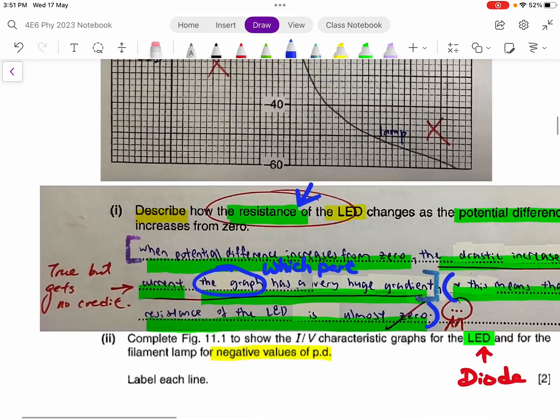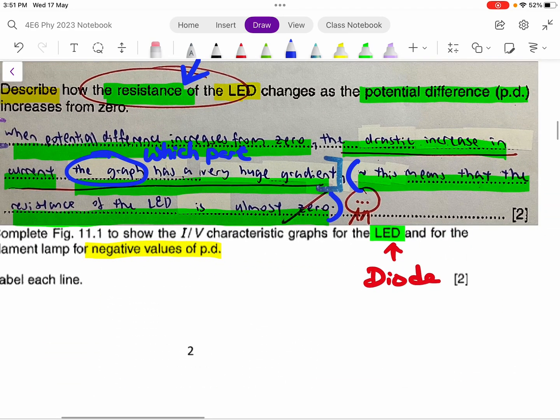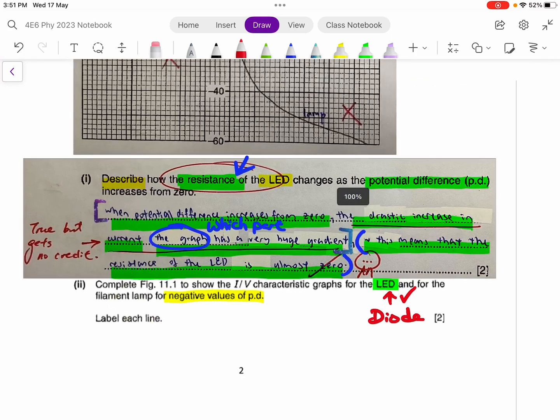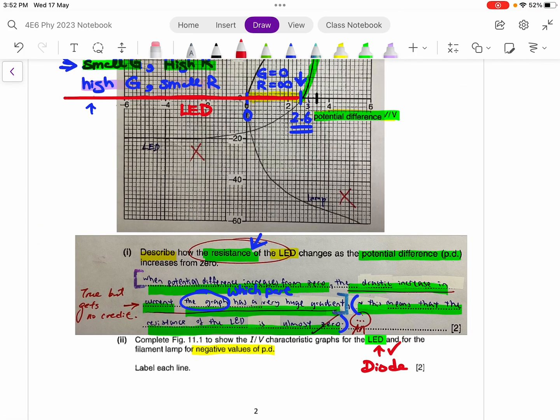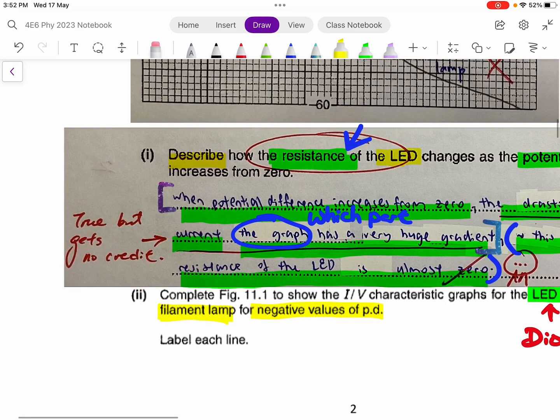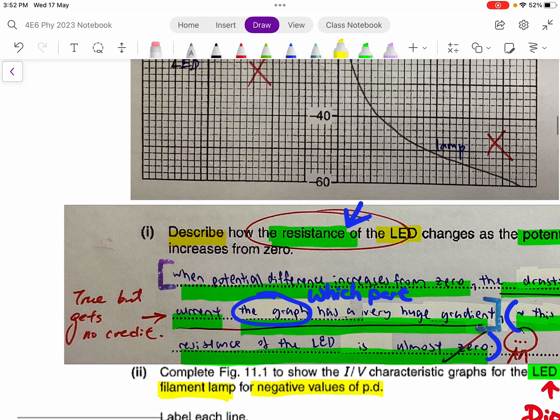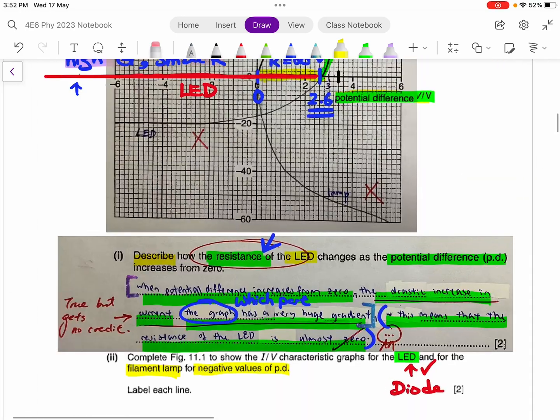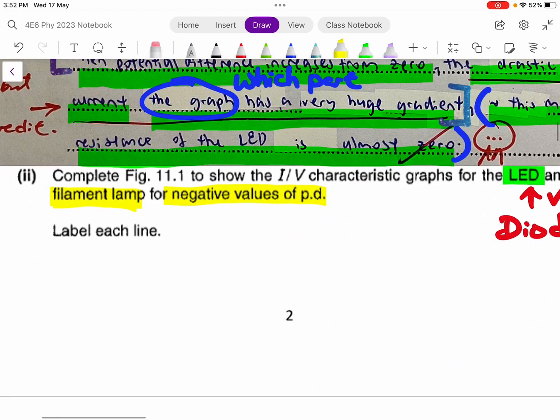Okay, so when you want to draw the negative part of the LED, that is how the LED graph should look. Then after that, they are asking you, what will the graph of the filament lamp look like? Oh, wow, teacher, you never taught this in class. It's not even in the textbook. How to answer? Okay, this is what we mean by adaptive thinking.